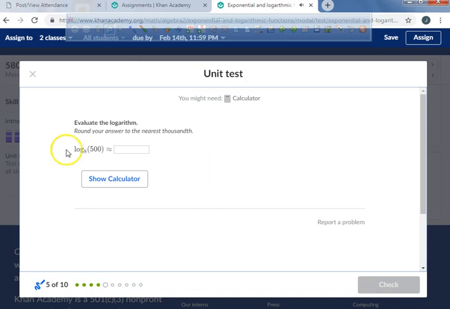Okay? I'm not going to do this one. That's going to be the last one that I do, but that's basically what you're doing on this unit test. It's testing all of your abilities of exponential functions and logarithmic functions.